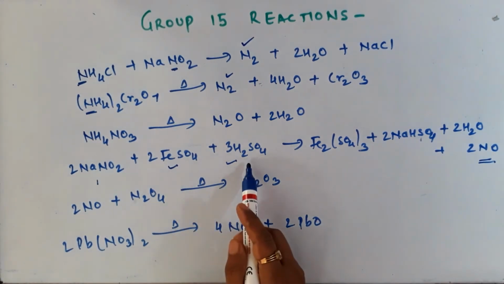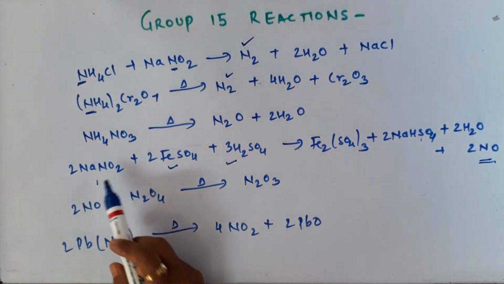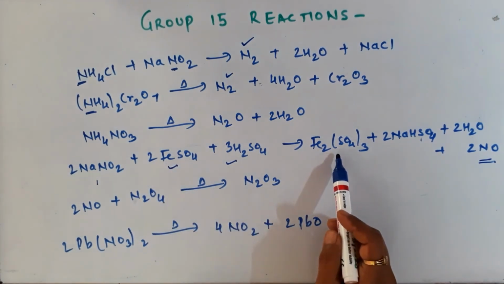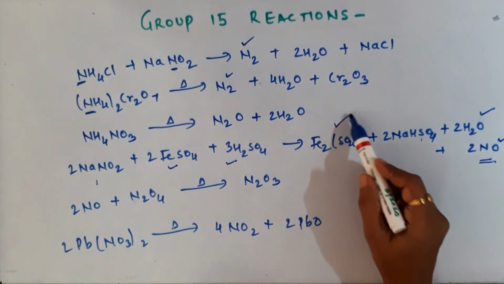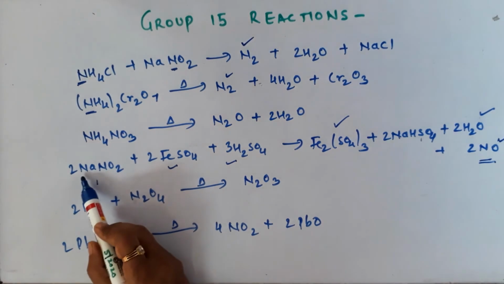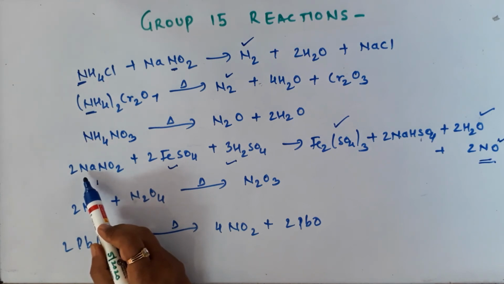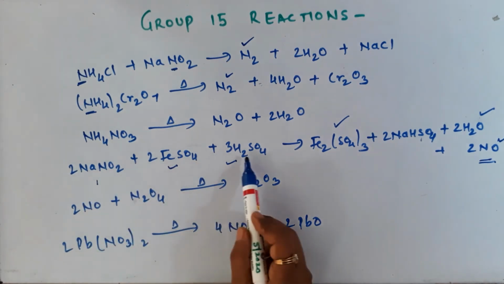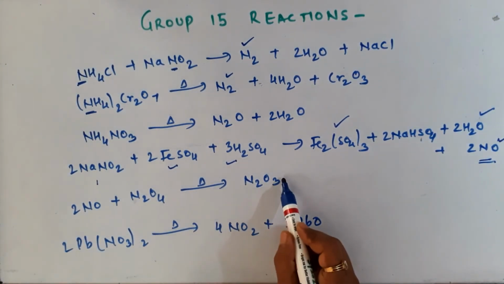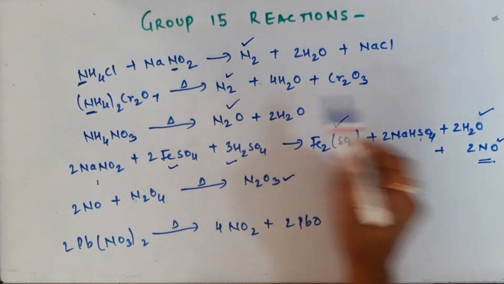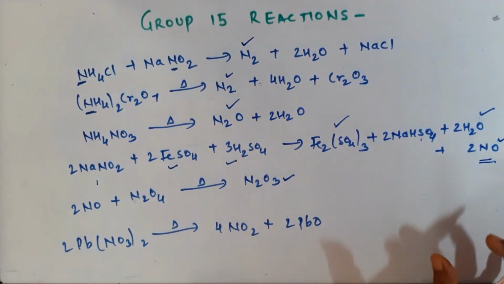So FeSO4 is easy, sulfuric acid is easy, nitrite we have to just remember, ferrous gets oxidized to ferric sulfate, easy. In the brown ring test we were getting nitric oxide, so that's easy. Water is easy, this is easy. And now naturally sodium is left. So it will react with HSO4 to form sodium bisulfate. This reaction is for preparation of N2O3, N2O, NO, N2O3. So these are all preparations of nitrogen oxides.